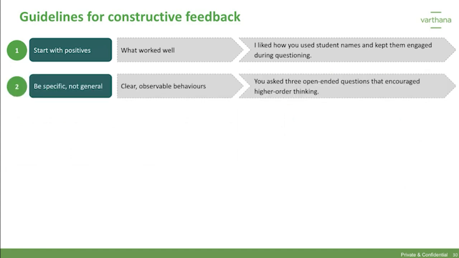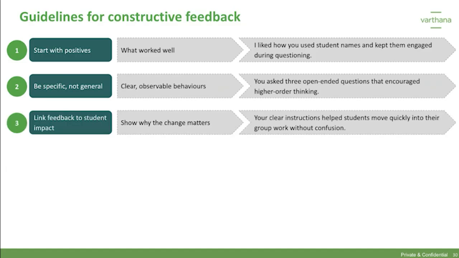Use clear observable behavior. Saying you asked 3 open-ended questions is more helpful than good job. So this is specifically how you point out what is good. Next, link feedback to student impact. Explain why it matters. For example, your clear instruction helps students transition smoothly into group work. So you have to give the why. You have to link feedback to the student impact.